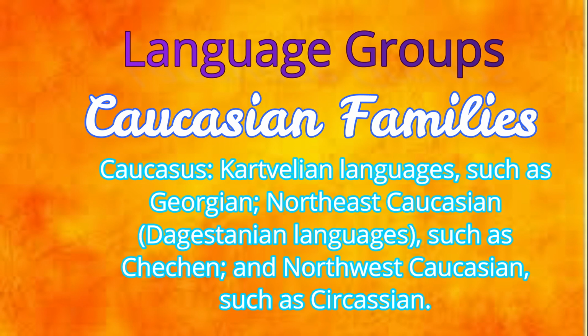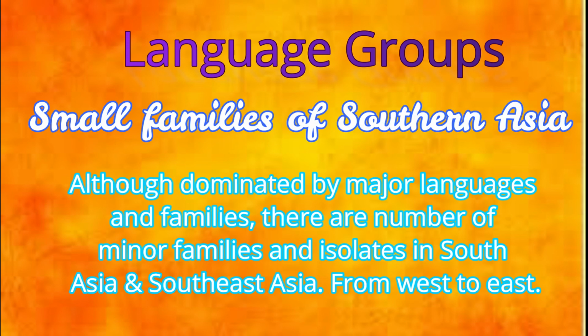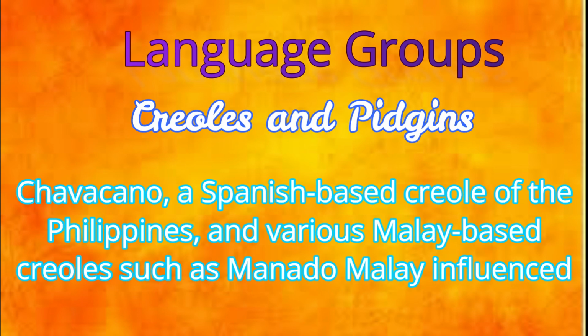Caucasian families. Caucasus: Kartvelian languages such as Georgian, Northeast Caucasian, Dagestanian languages such as Chechen, and Northwest Caucasian such as Circassian. Small families of Southern Asia. Although dominated by major languages and families, there are a number of minor families and isolates in South Asia and Southeast Asia, from west to east.